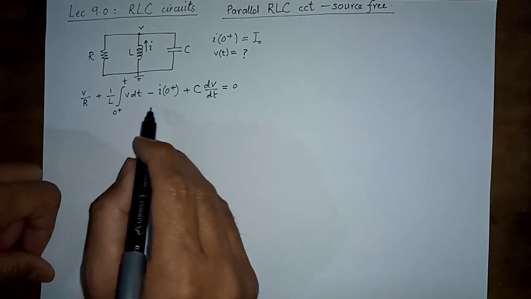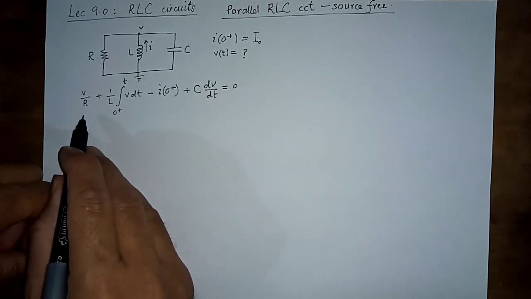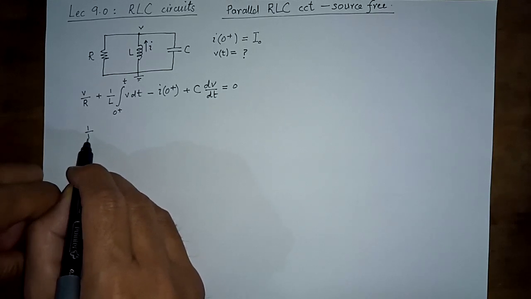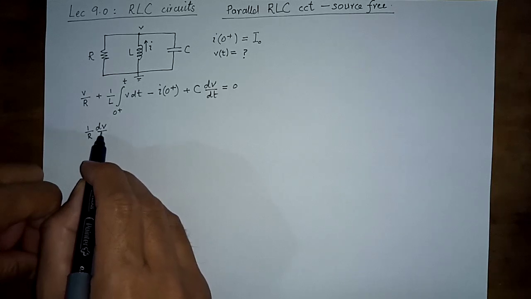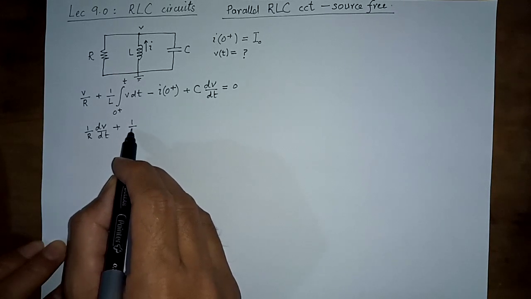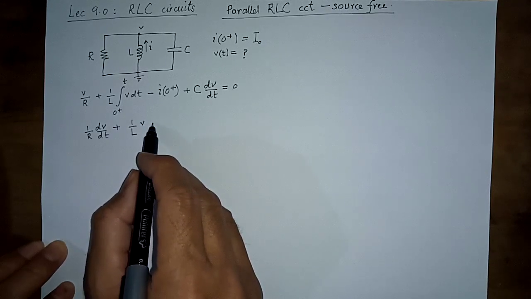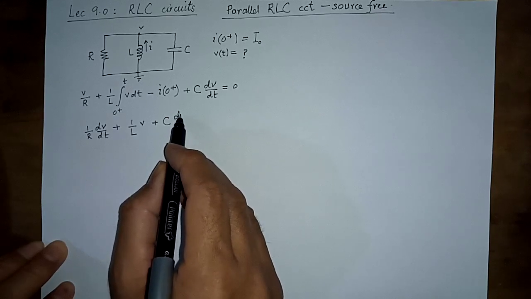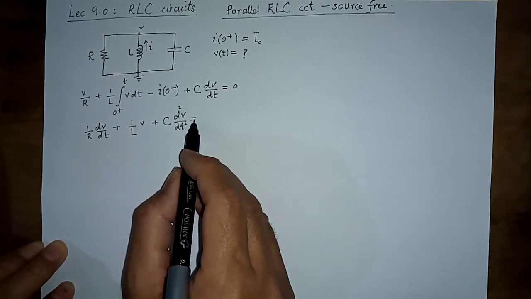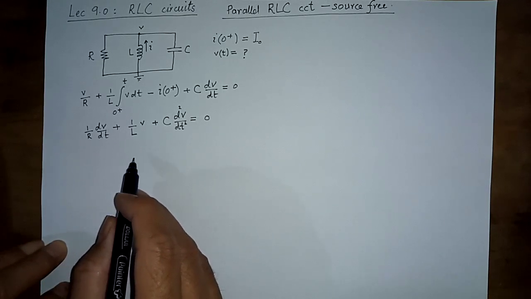Now this is an integro-differential equation, it's not a purely differential equation. So how to convert this to a purely differential equation? We take the derivative of V with respect to time throughout, and we are going to get (1 over R) dV/dt plus (1 over L) V, this is a constant, the derivative is going to be 0, plus C, it's already a derivative term, so we are going to get the second derivative of V here. Now this is a differential equation, but it is a second order differential equation.